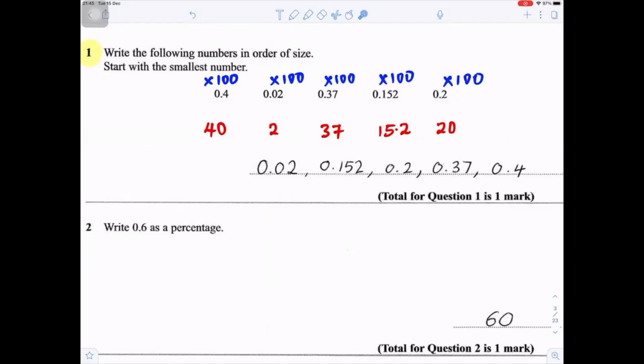Which one is the smallest? It is 2, which is 0.02. The next smallest number is 15.2, which is 0.152, which will go there. The next smallest number is 20, which is 0.2, that would go there. And the next one, 37, which is 0.37, and then 0.4, which is 40. And you get your answer from smallest to biggest.